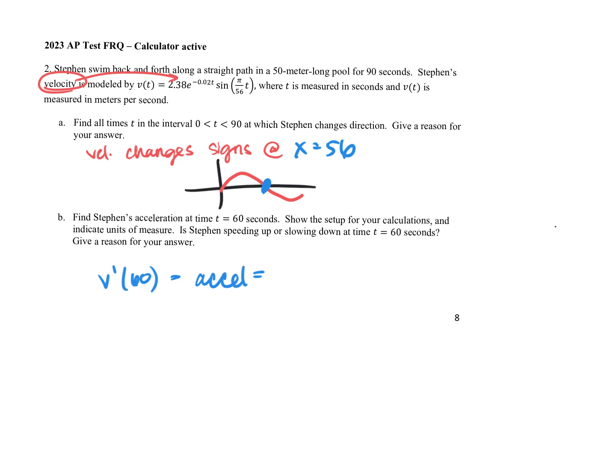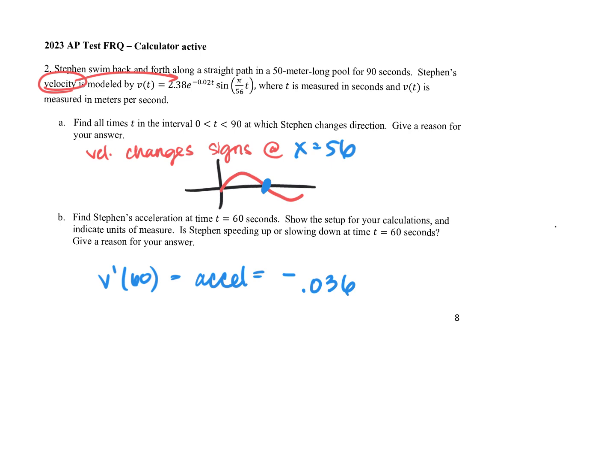V prime of 60. So I'm going to go to my home screen, and I'm going to say math 8 of that function, 2.38 e to the negative 0.02 t sine of pi over 56 times t. And where do they want this derivative when x is 60? Negative 0.036. If you don't give them 3 decimals, they're going to be angry.